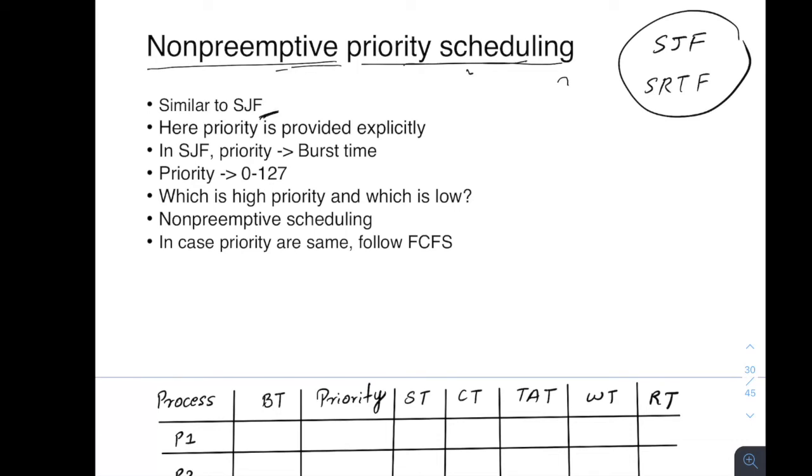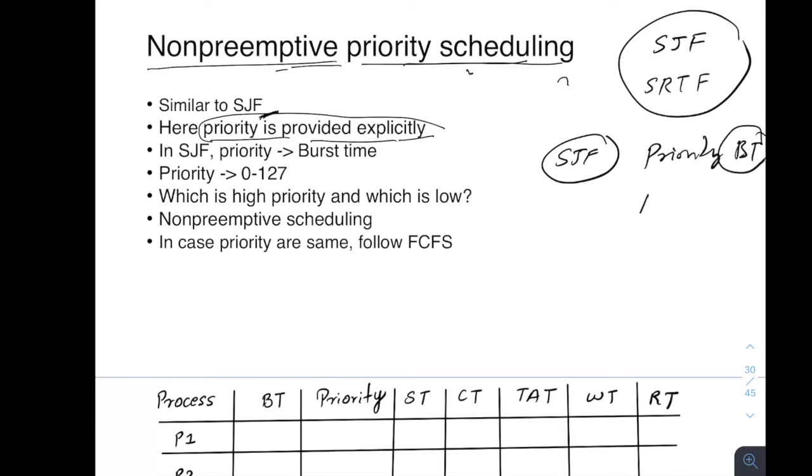It's quite similar to SJF, non-preemptive priority scheduling. If you remember, SJF was also a non-preemptive algorithm, but here priority is provided explicitly. That's the only difference. In the case of SJF, the priority was burst time: the lesser the burst time, the more the priority, so you schedule it first. Here, priority is explicitly provided in the problem.